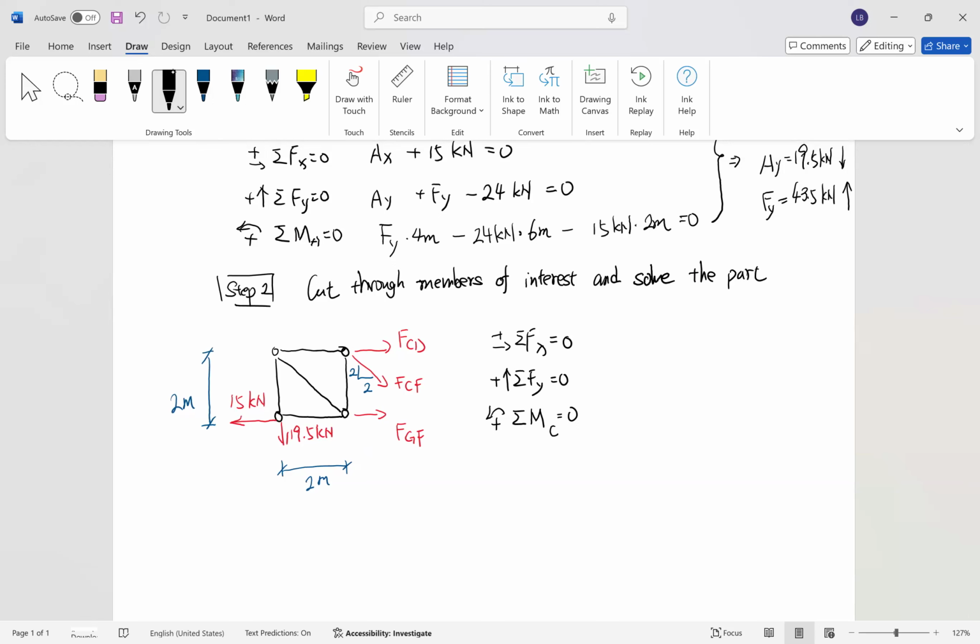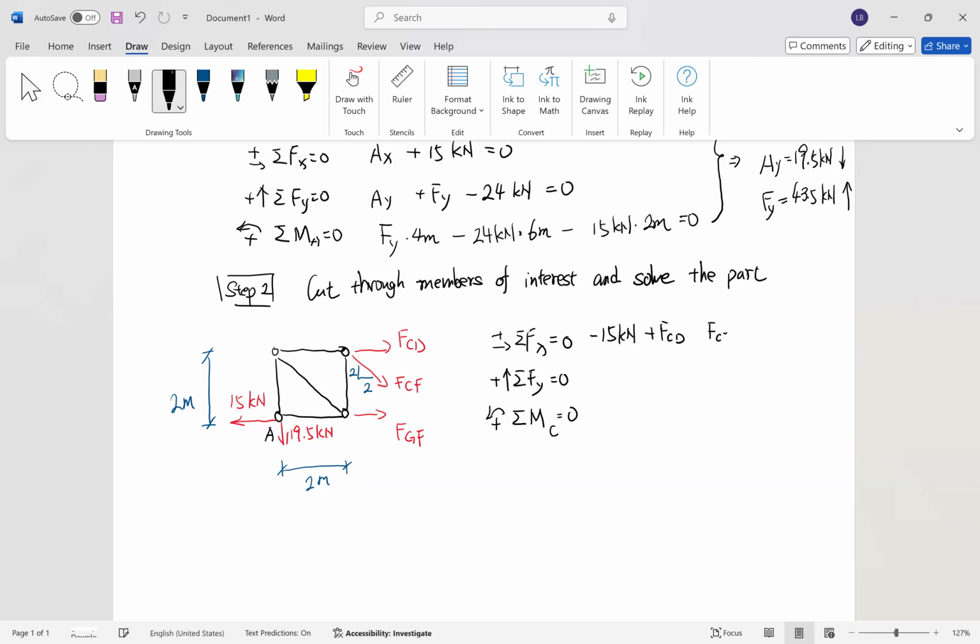First, along what do we have along the x direction here? We have first 15 kilonewton here at point A. Is it positive or negative here? It should be negative here, right? Because it is going towards the left. And we also have FCD positive, right? And also the horizontal component of FCF, right?